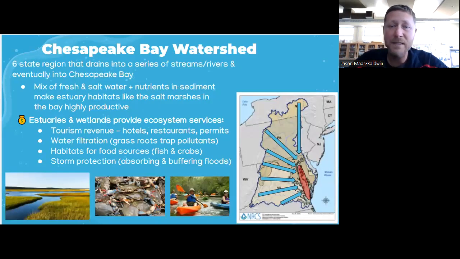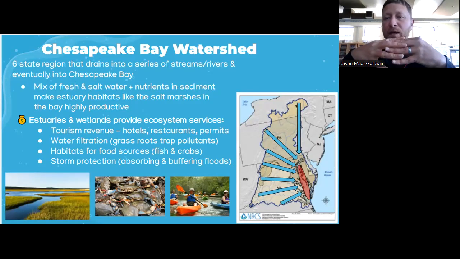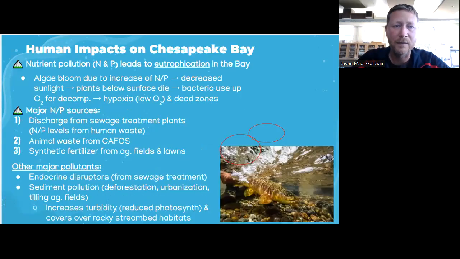One important watershed we didn't really spend time on, though, is one on the East Coast, and it is the Chesapeake Bay watershed. The drainage area of the Chesapeake Bay watershed is an estuary, and that means the salt water from the ocean and the fresh water from the land are meeting right there. And this is an example of a wetland, which provides a number of ecosystem services, such as tourism, water filtration, recreation, habitat for food and sources, storm protection. These are all examples of the ecosystem services of a wetland.